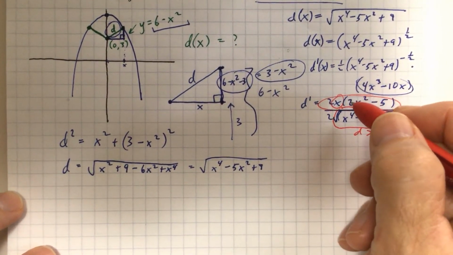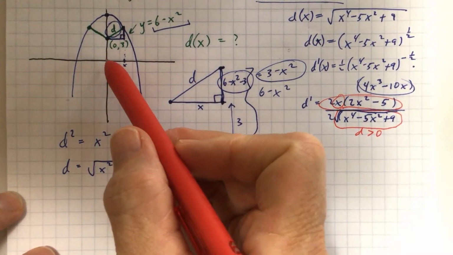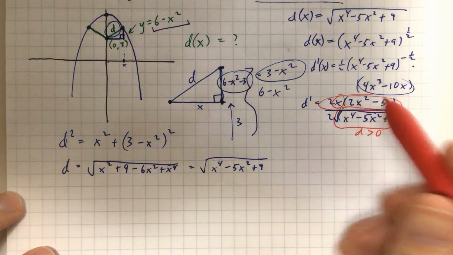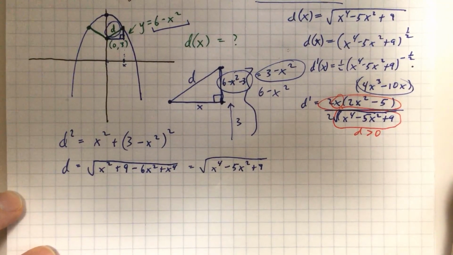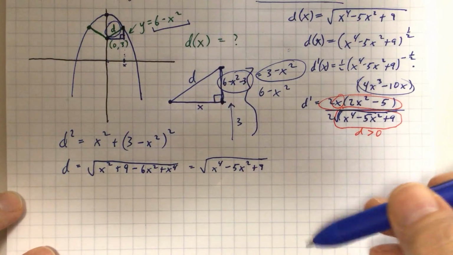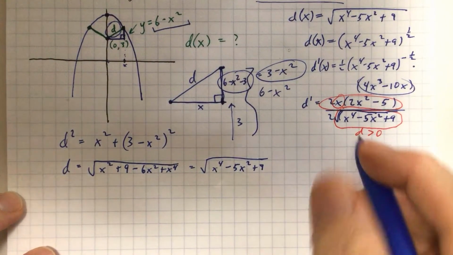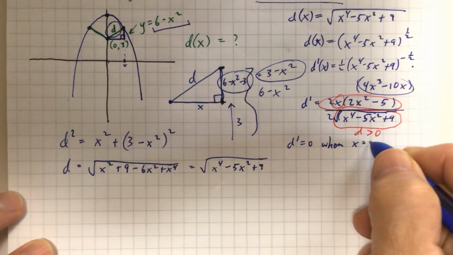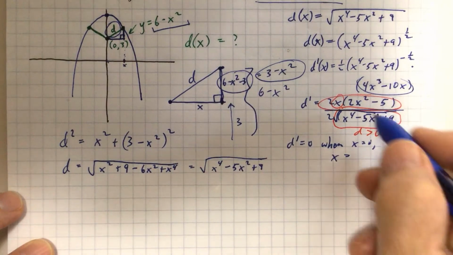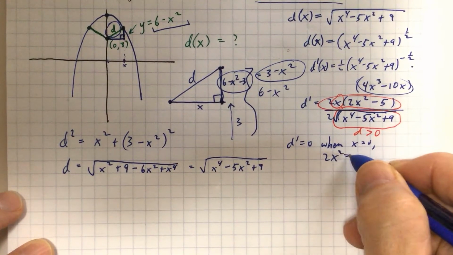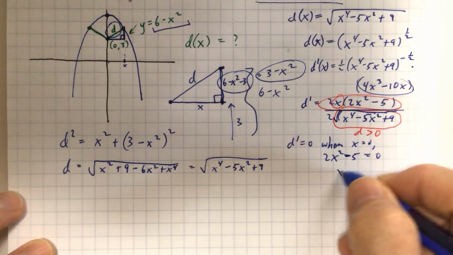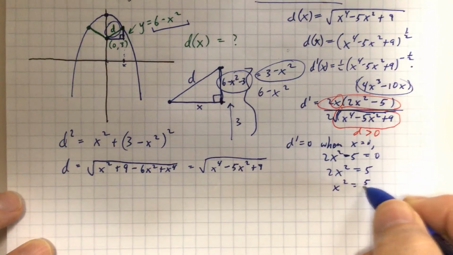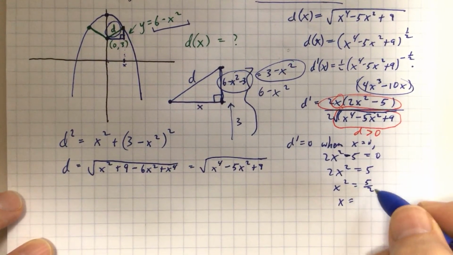Well, it's 0 when x is 0, but x equals 0 doesn't make any sense because, oh, I guess it does. Because if x is 0, then the distance would be 3. So that's okay. However, that's probably not going to be where we're going to have the minimum distance, just based on what it looks like. But we have d prime equals 0 when x equals 0, and when 2x squared minus 5 equals 0, or when 2x squared equals 5, or when x squared equals 5 halves.